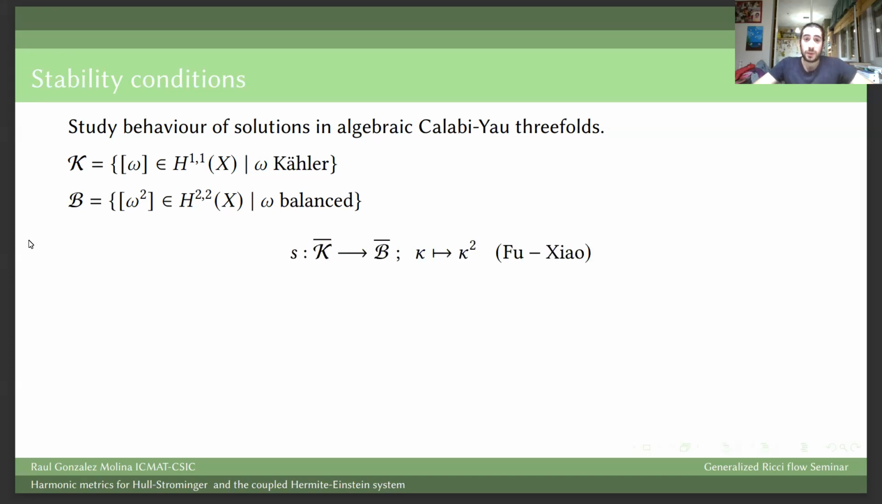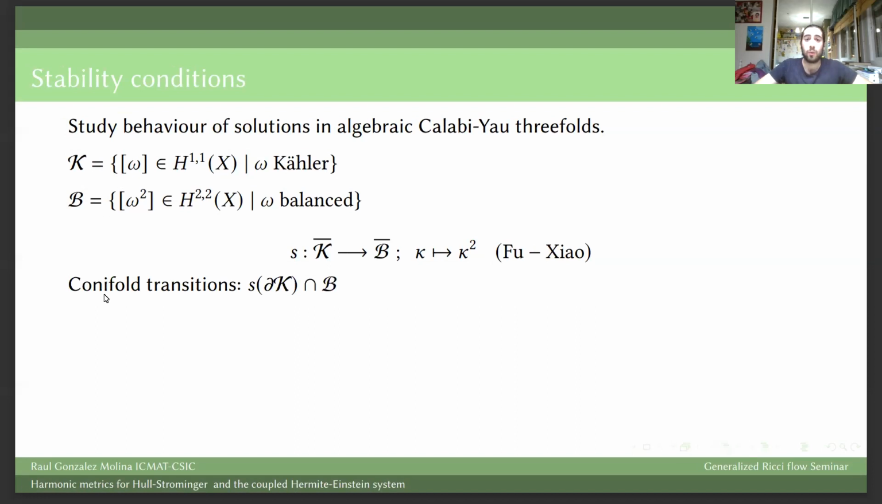There is this paper by Fu and Xiao that studies the relation between these cones in Calabi-Yau manifolds and Kähler manifolds. They present this map, which it is very easy to check is well defined, and that extends even to the boundary of these cones. So one takes a class in the closure of the Kähler cone and shows that the square is well defined inside the closure of the balanced cone.